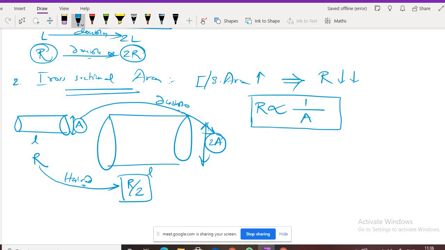Understood this much? So it is inversely proportional. Is that clear? Any problem till this portion? Whatever I have said about the cross-sectional area, the resistance of a conductor varies inversely with the cross-sectional area.